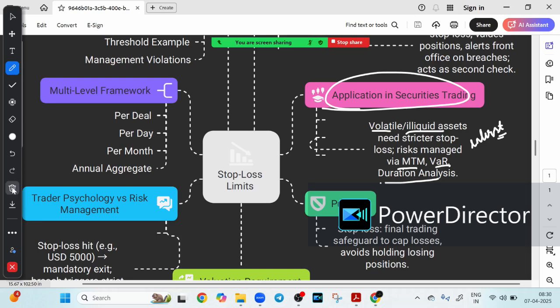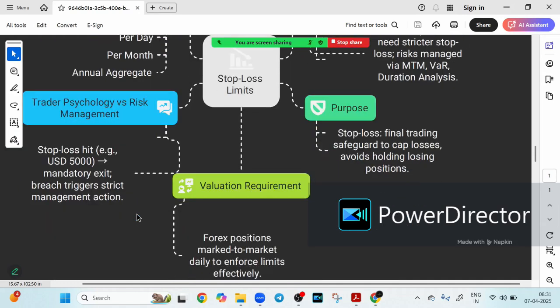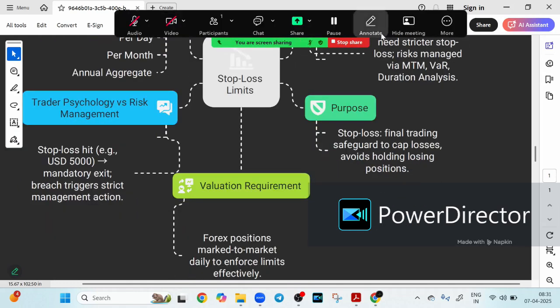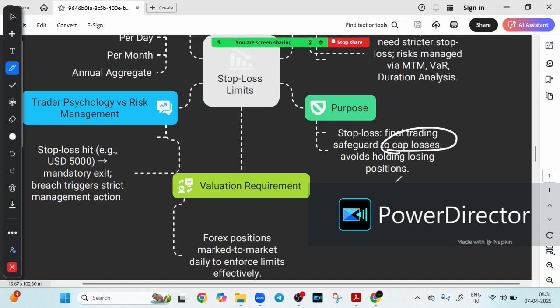Now what is the purpose of a stop loss? It is simple. It's your last line of defense. It caps your potential loss. That is the first thing that it does. The other thing it does is avoid emotionally driven holding on to a bad trade. Think of it like an emergency brake in a high speed trade.